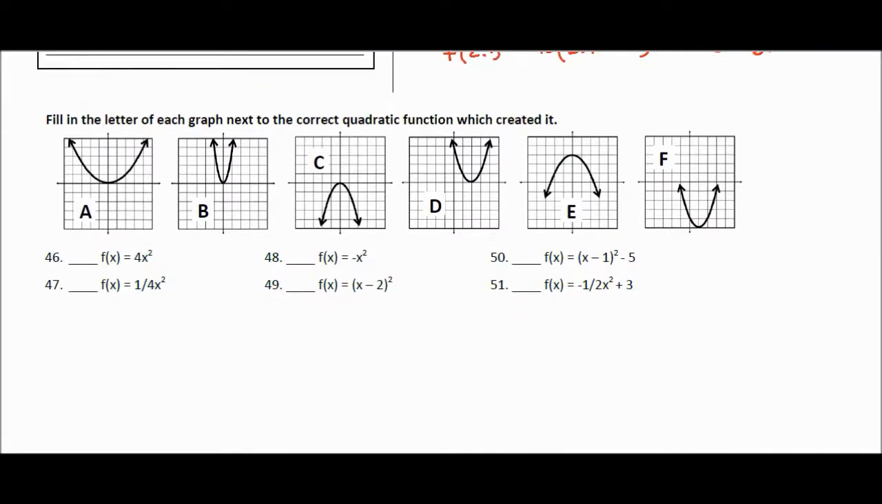We also have a correction on this one on your worksheet. The C graph was in the wrong place. Hopefully I've got you to correct that as well. Okay, let's take a look. First thing I'm going to do before I do anything is I'm going to find the vertex of each one.